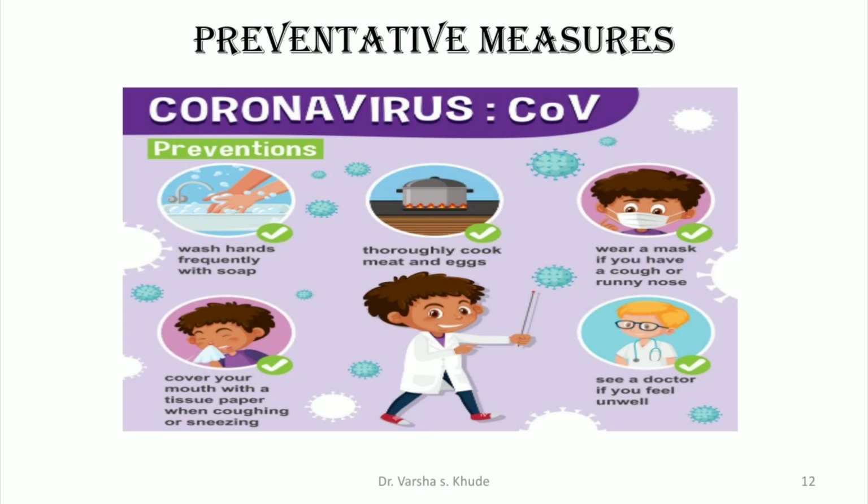Preventive measures for COVID-19. To prevent the spread of COVID-19, you should clean your hands frequently using soap and water or an alcohol-based hand sanitizer. Maintain a safe distance from anyone who is coughing or sneezing. Don't touch your eyes, nose, or mouth. Cover your nose and mouth with a tissue when you cough or sneeze.